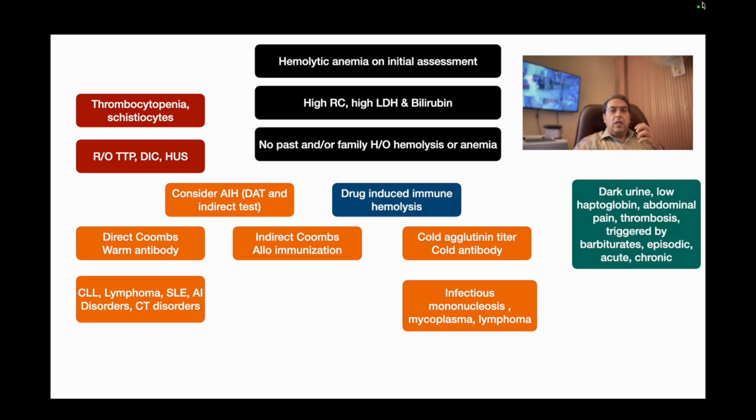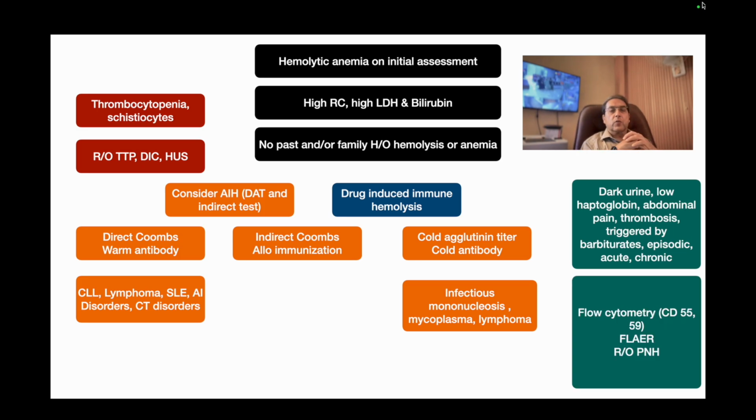And then if the patient has dark urine, low haptoglobin, abdominal pain, thrombosis, and it is triggered by barbiturate, it may be episodic, acute, or chronic. Get flow cytometry for CD55 and CD59, flare test, to rule out paroxysmal nocturnal hemoglobinuria. So this is how we proceed if we get a patient who has hemolysis on initial assessment.